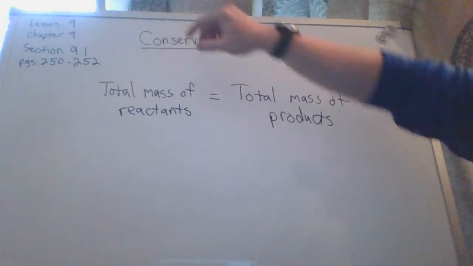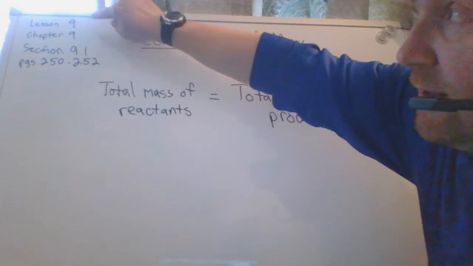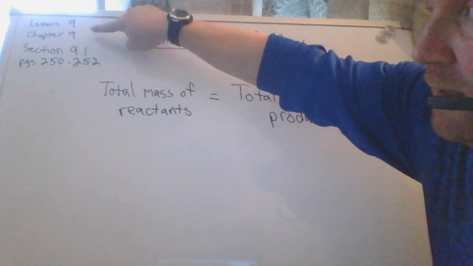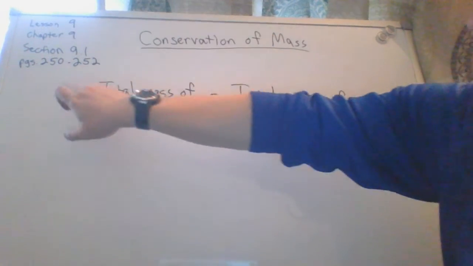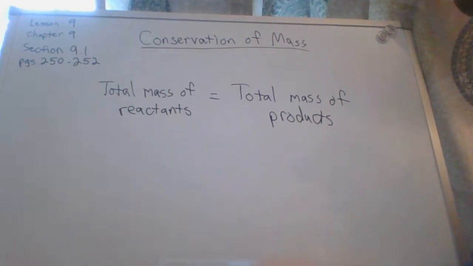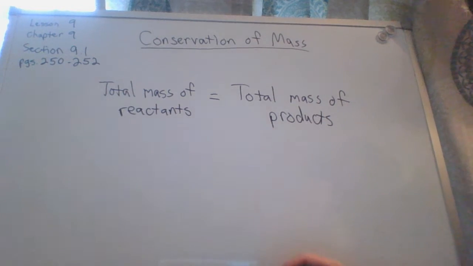So anyway, this is going to be the start of lesson 9, chapter 9. We are going to be talking about the law of conservation of mass. I'm trying to do this up in the corner so all the students can refer back to this. We're in lesson 9. It is chapter 9 of your textbook. It's section 9.1, and it covers pages 250 to 252, and it is the conservation of mass.